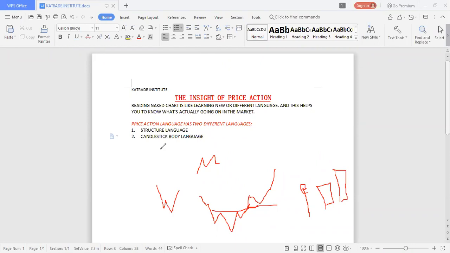If you're able to identify them in your market, then you can go with the right side of the market, because it's better than trading with the wrong side.